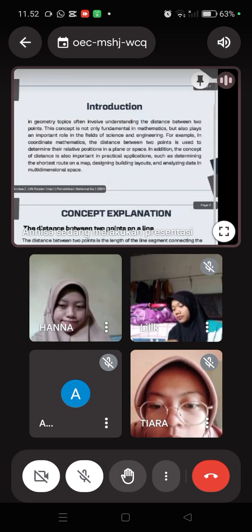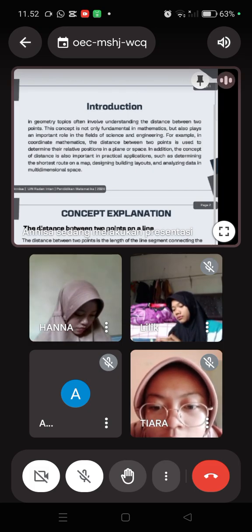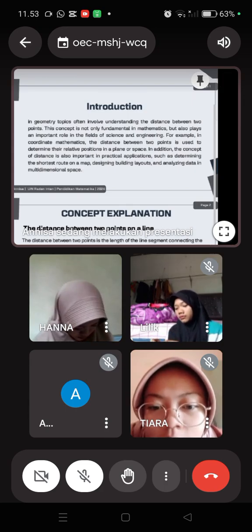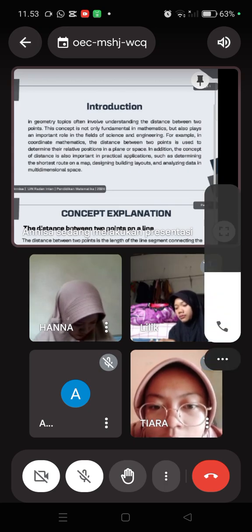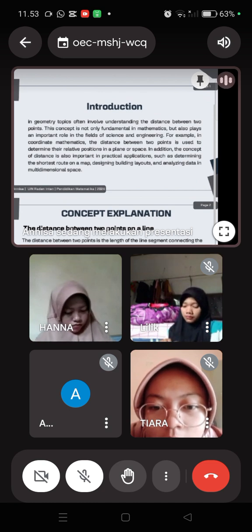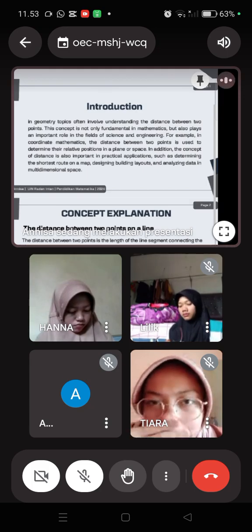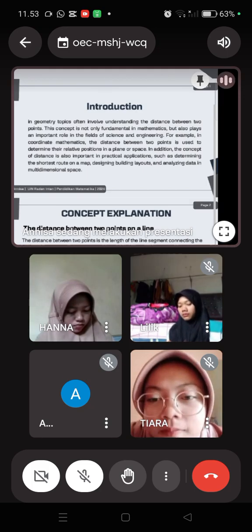I would like to start with a quick question. Have you ever wondered how to determine relative position in a plane or space? Today, I will be discussing the distance between 2 points, and together we will explore the answer.